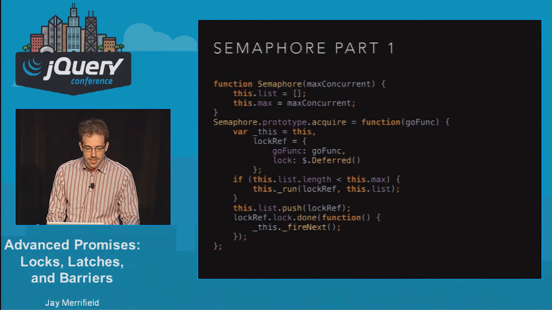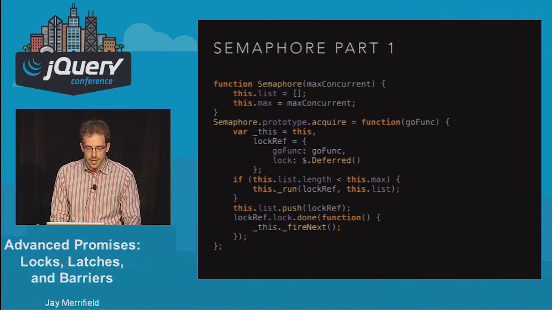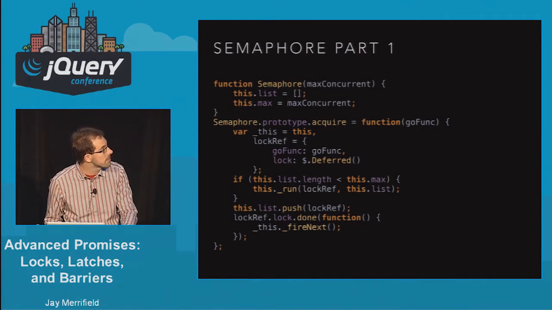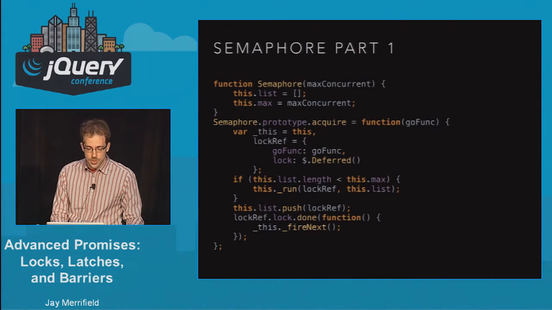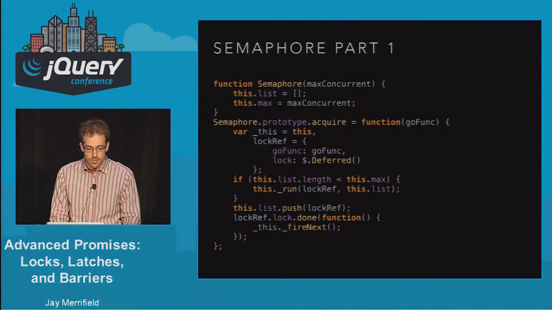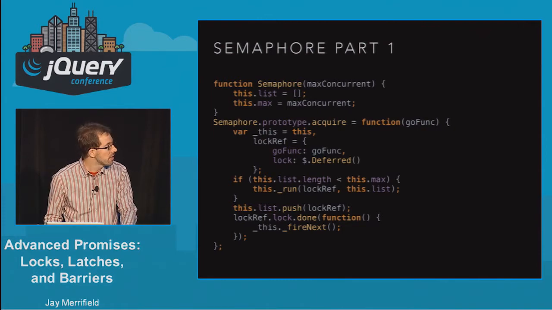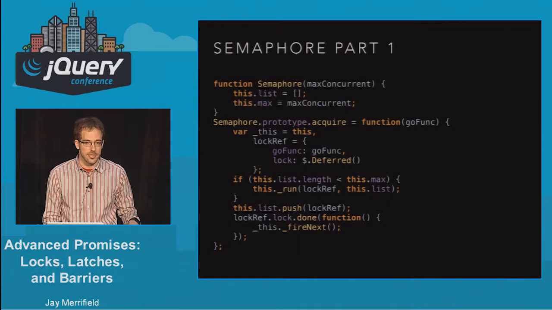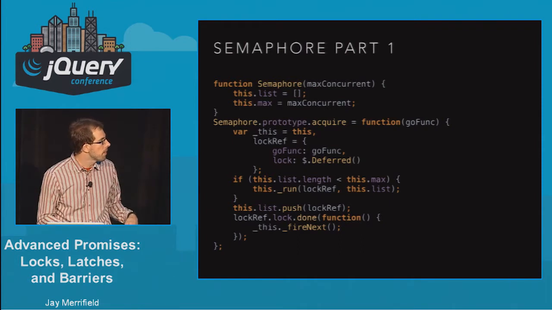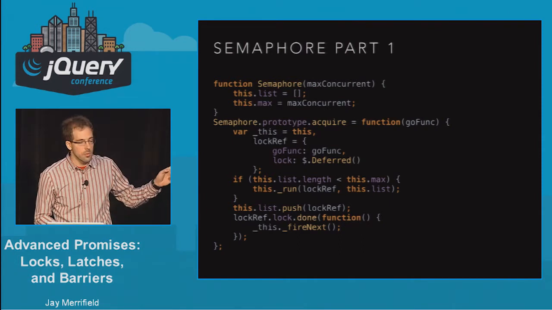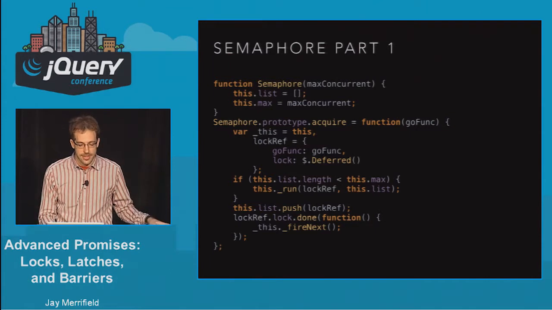So here it's similar to what we had before with the lock, except the difference is that we now have a max. What we do is we say acquire, and we check the list and say, hey, is there already an open slot? If there is, fantastic, let's run. Otherwise, we push ourselves on the list to basically say, hey, we've taken up a slot. And then when we're done, we say, hey, let's go run the next guy, if there is a next guy.